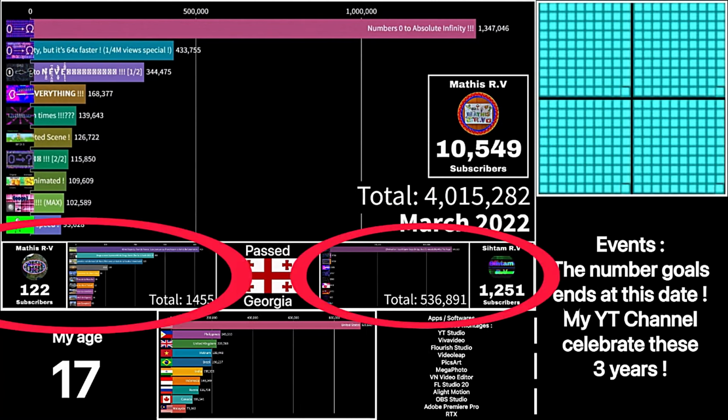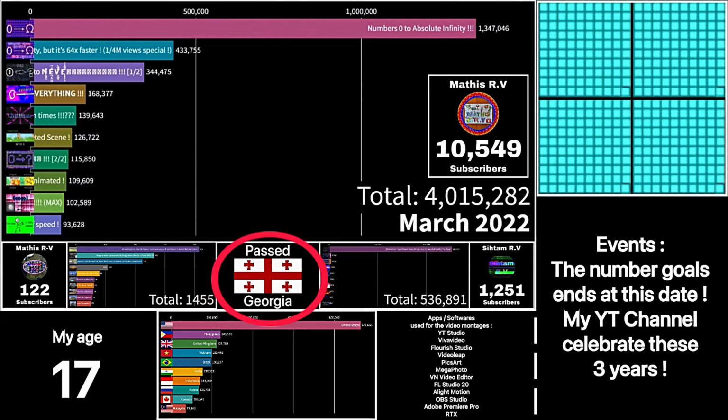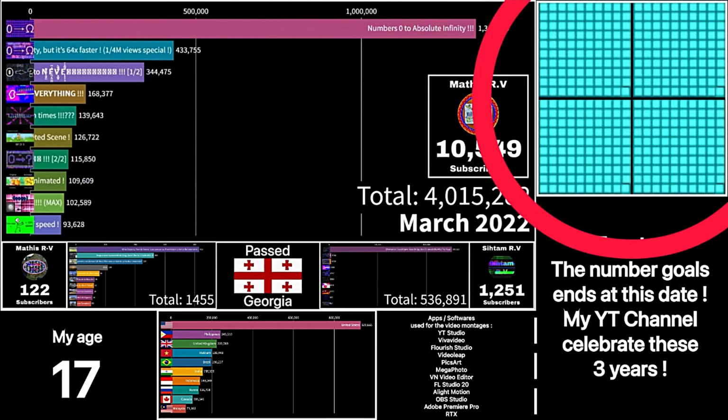This represents my second and third YT channel. This represents the total number of views per country. This represents the equivalent to the number of inhabitants of each country that I pass. The large square represents 1 million views in total.